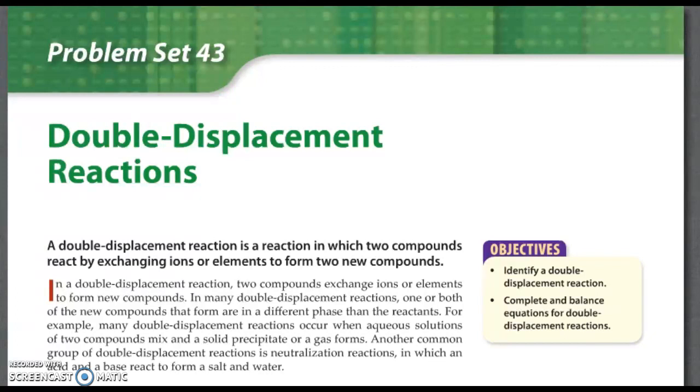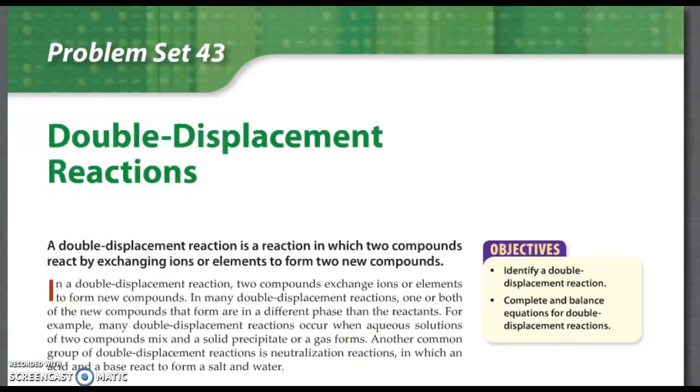In many double displacement reactions, one or both of the new compounds that form are in a different phase than the reactant. So what are the phases that we're going to see? Solids, liquids, gases. For example, many double displacement reactions occur when aqueous solutions, so this means it's dissolved in water, like salt water would be an aqueous solution, mix and form a precipitate. So remember, the precipitate is going to be solid, or a gas is formed.